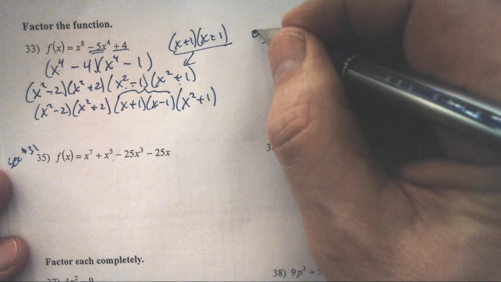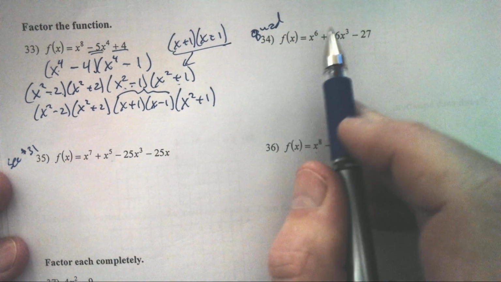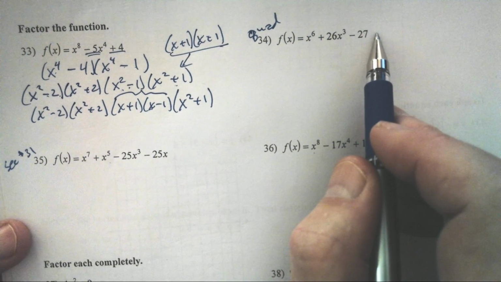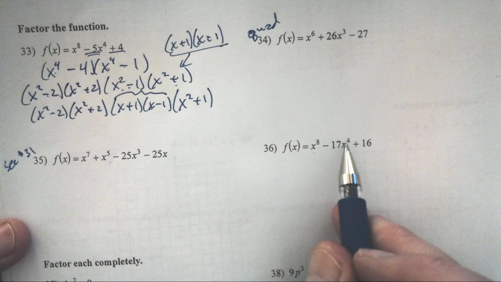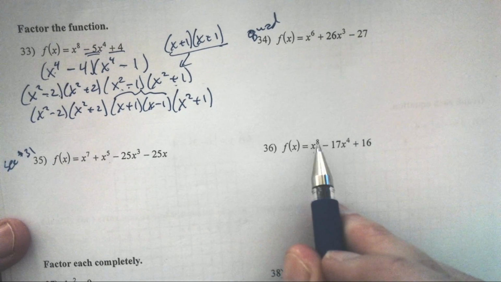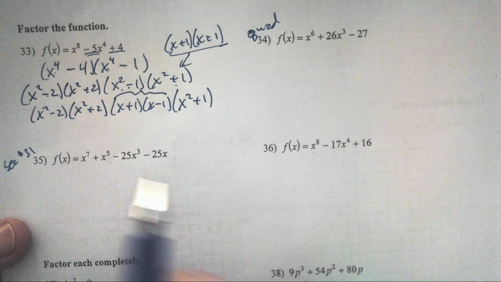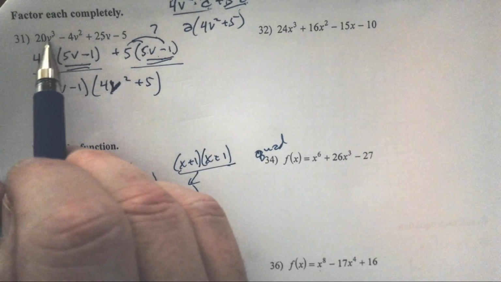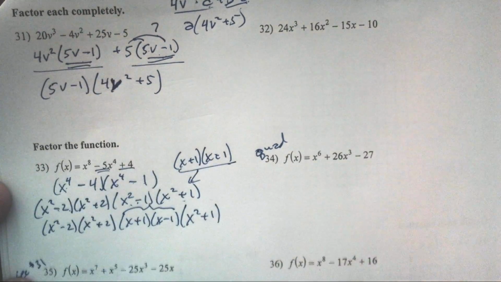So this is quadratic. X to the 6th, x to the 3rd, no x's. We can perhaps factor this. X to the 8th, x to the 4th, no x's. We can perhaps factor this as a quadratic. We can't factor this as a quadratic, but we might be able to factor it by grouping.